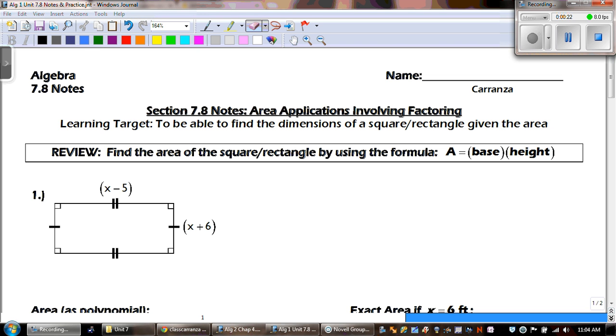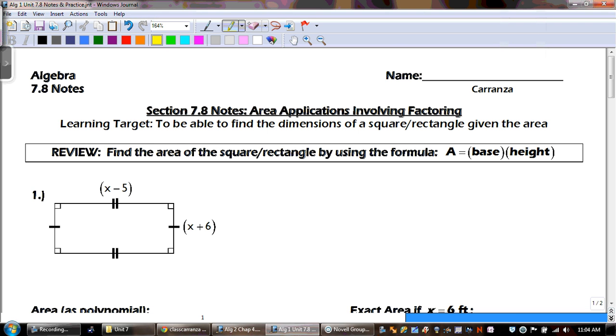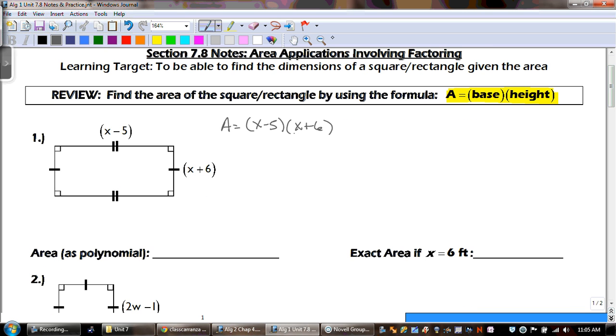Okay, so let's find the area of a rectangle and then the square by using the formula area equals your base times your height. Let's go ahead and get started. I know area equals our base, it doesn't matter which one is which, times your height. So we know what to do here. Now we're going to distribute.